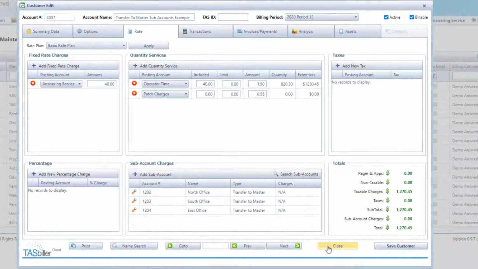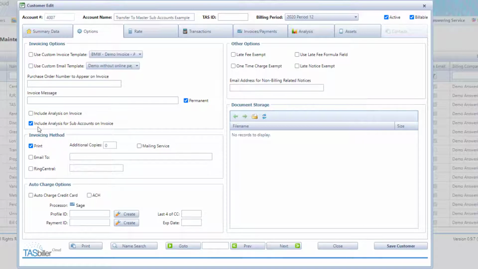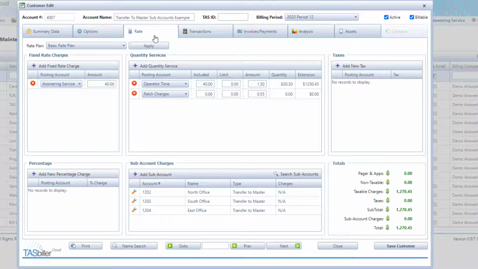Now the only other thing you may want to do is on the options tab, check off this box that says include analysis for sub-accounts on invoice. Chances are the person or the company that's requesting this sort of invoicing wants one rate plan, one invoice. They have multiple offices. The only reason they want the transfer to master option selected is they want to know on the invoice how much activity was used for each office.